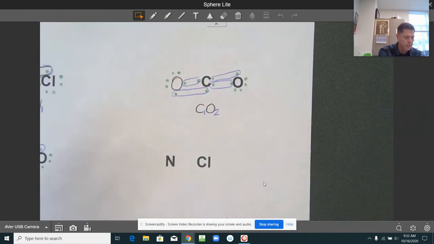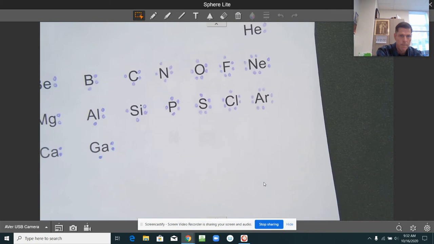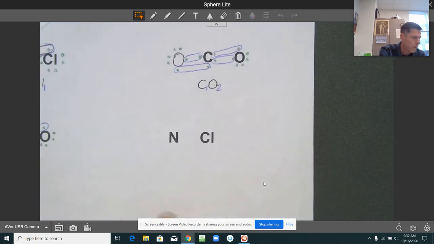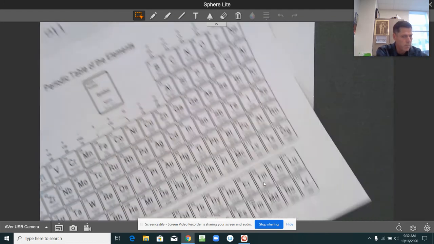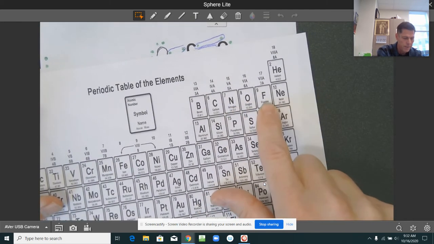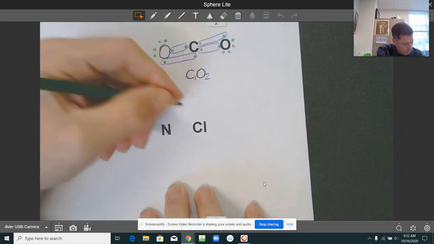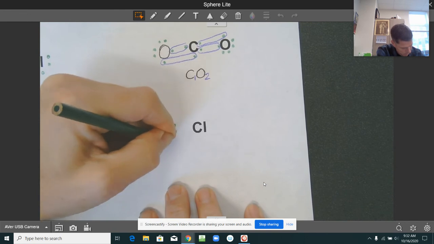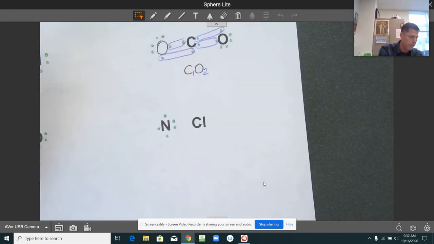I've got nitrogen. Nitrogen, valence of 5. Or if you're just looking at your periodic table, since we're moving to that row, nitrogen is right here. Well, there's 8, 7, 6, 5. 5 valence. And ultimately, we're just going to be able to look at that table and get them done.